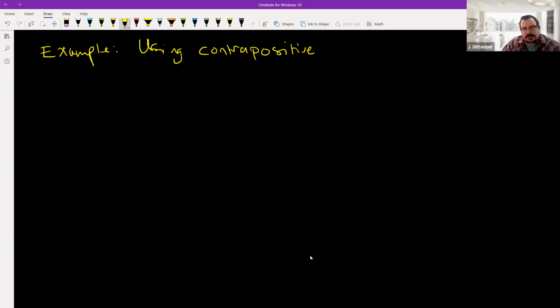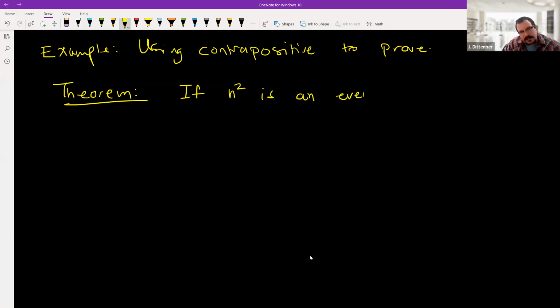So, using the contrapositive to prove. Okay, and so here's my theorem, my proposition, if you will. My theorem is this: if n squared is an even integer, then n is even. Okay, so this one is a little difficult to prove because if you start in the forward direction using the P then Q, you're going to run into some problems. And let me show you what that might be.